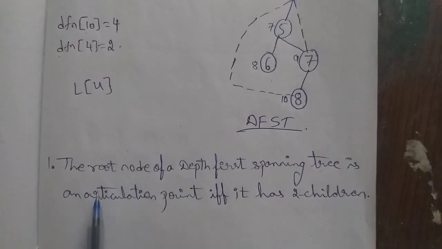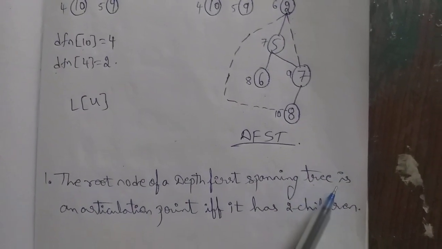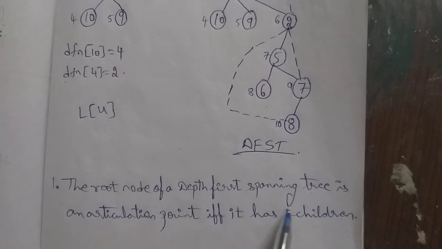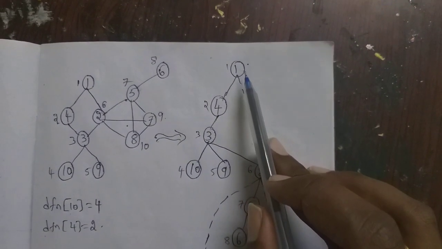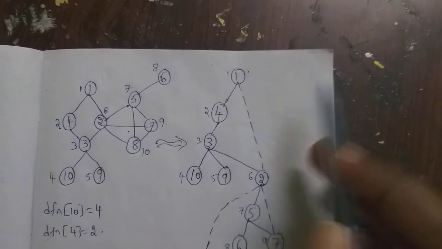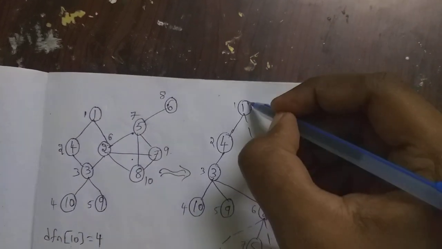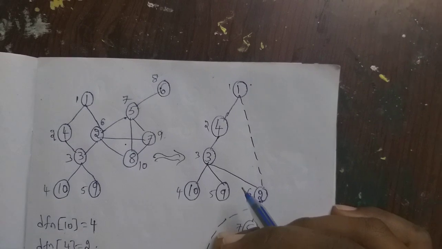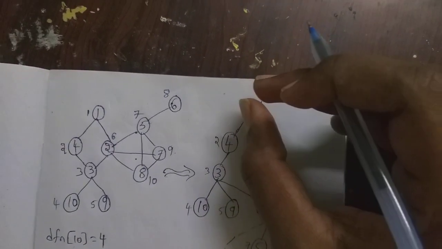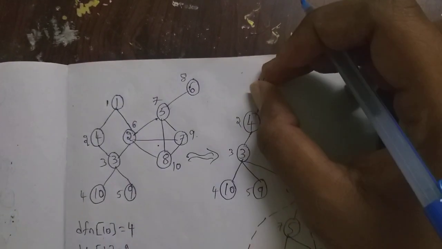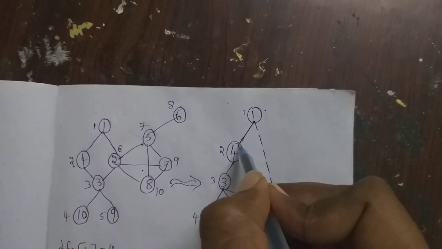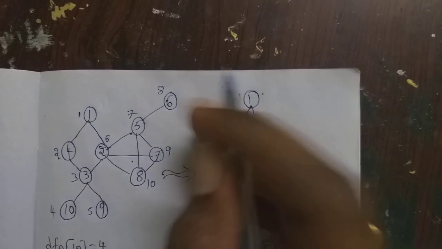The root node of a depth first spanning tree is an articulation point if and only if it has 2 children. If the root node has 2 children, then we can say that the root node is an articulation point. Other than the root node, we have a separate procedure. Tell me whether it has 2 children or not. No, it has only 1 child, that is 4. Therefore 1 is not an articulation point.